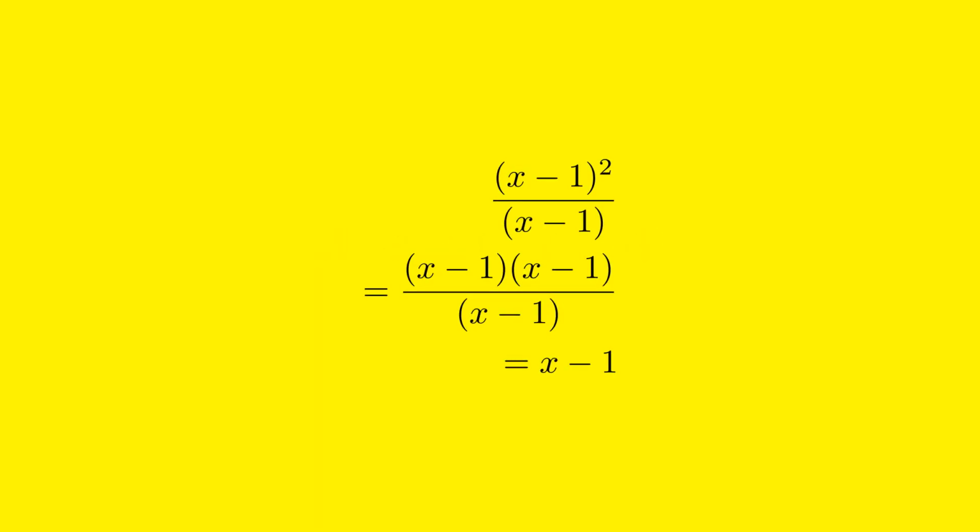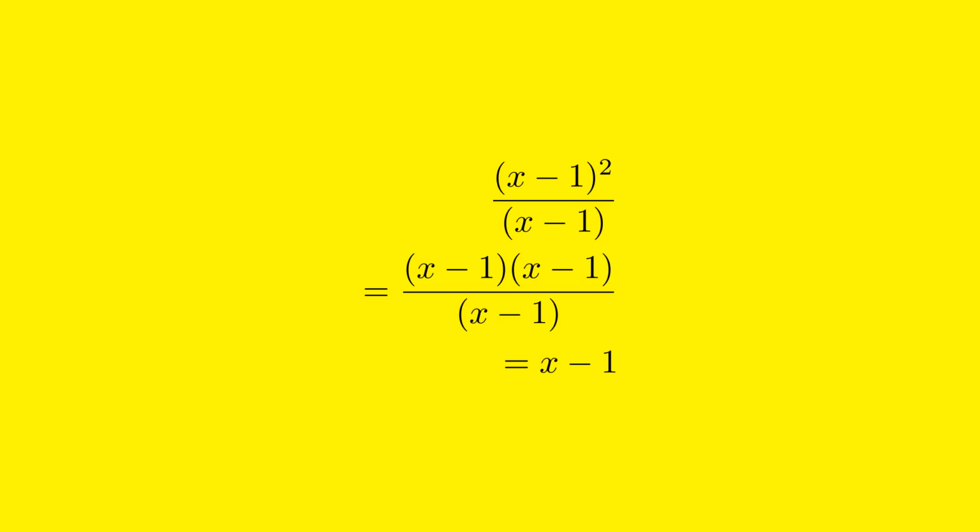Step 2. Cancel common factors. The current expression we have is (x minus 1) squared over (x minus 1). This means the same as (x minus 1) times (x minus 1) over (x minus 1). Notice that x minus 1 is present both in the numerator, the top part, and the denominator, the bottom part. Since both share a common factor of x minus 1, we can cancel this common factor. Canceling essentially means removing the common x minus 1 factor from both parts.